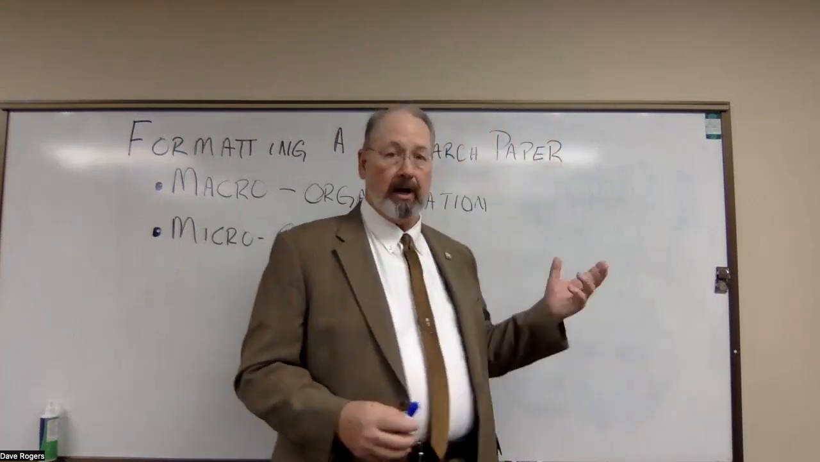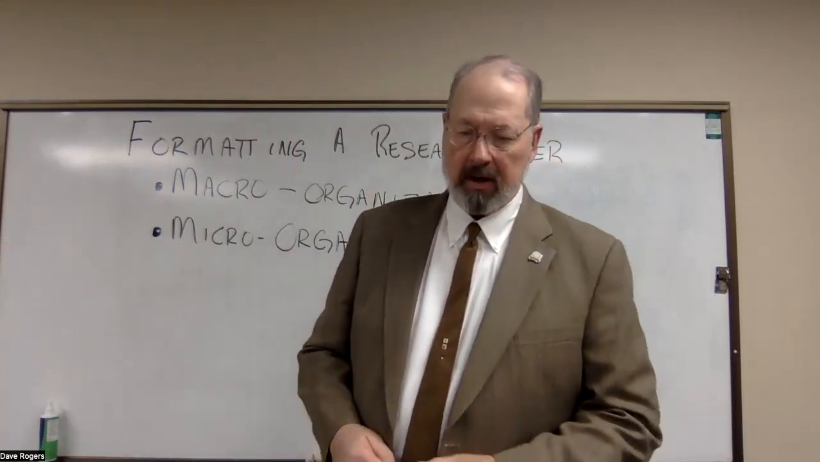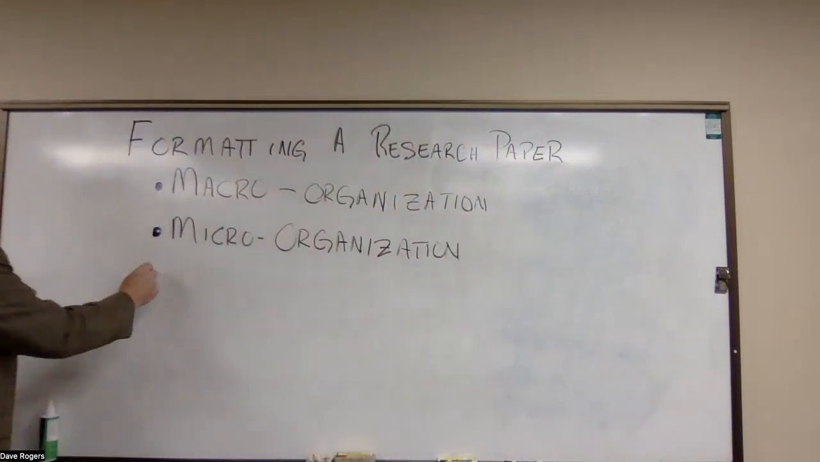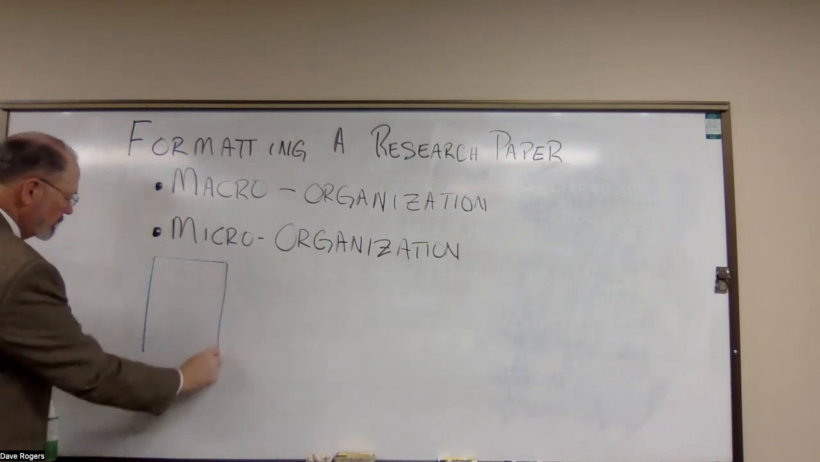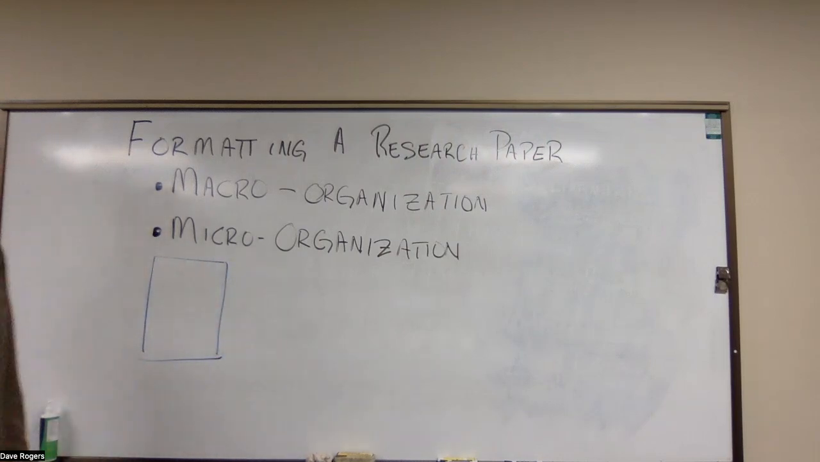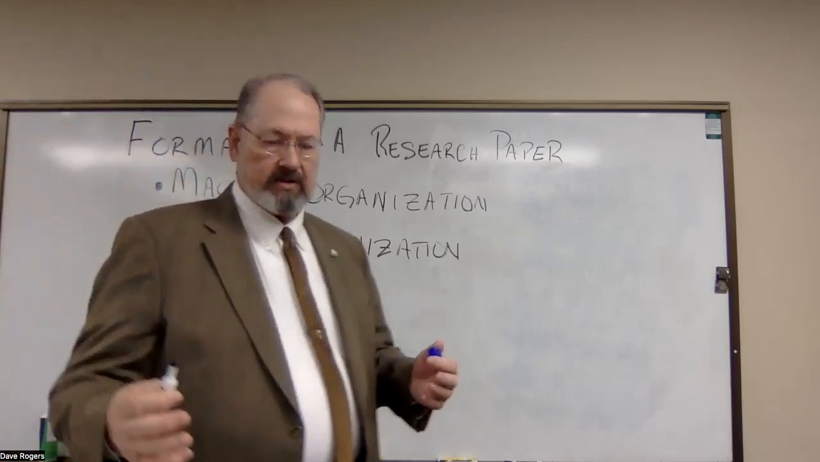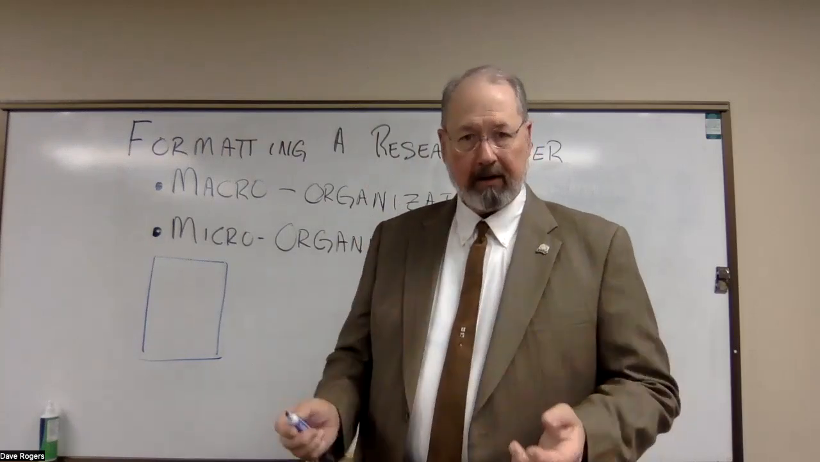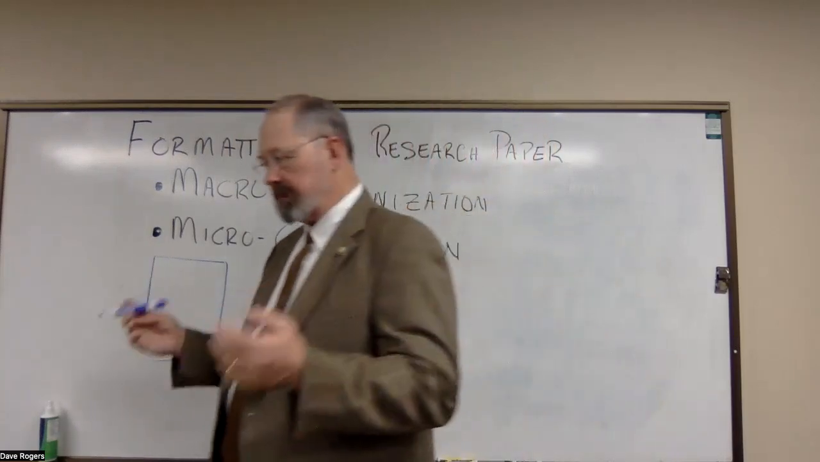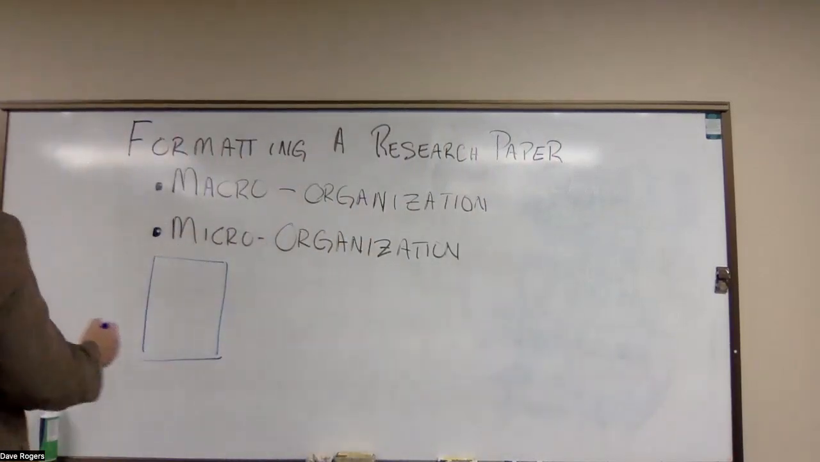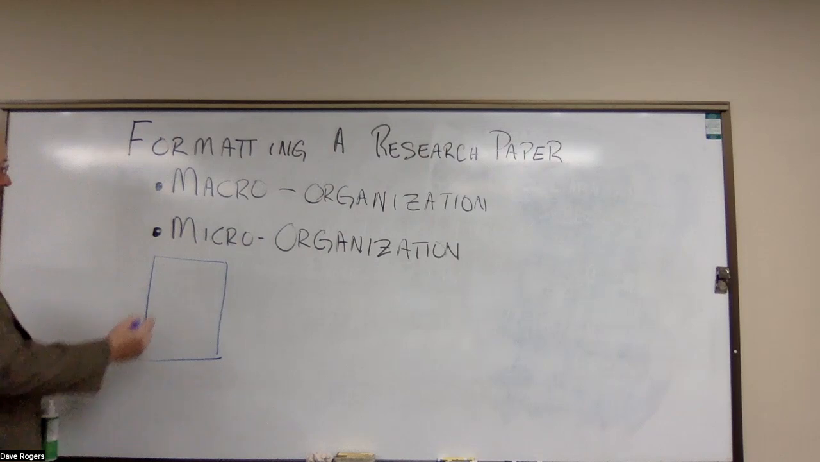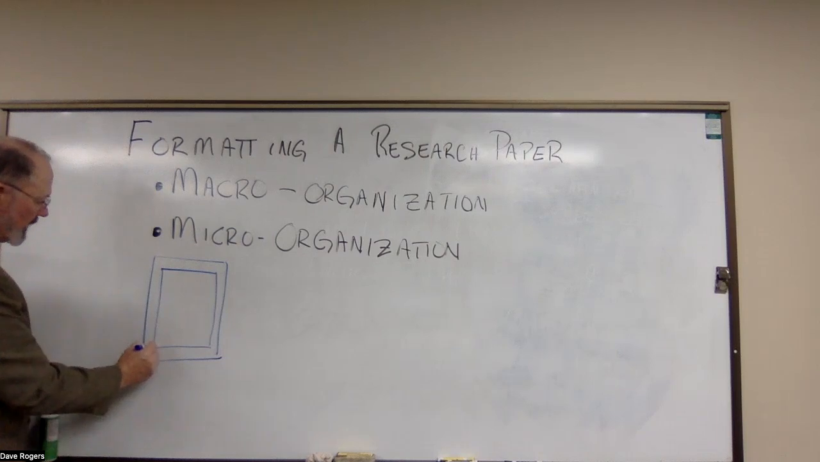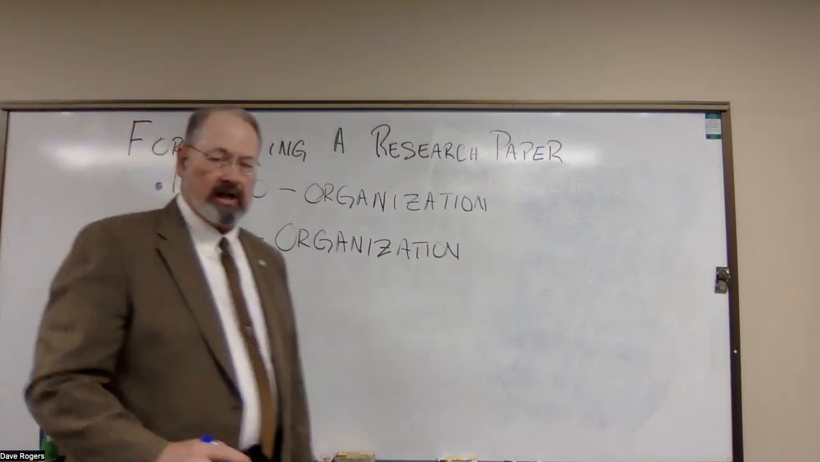Now, we talked about preliminary pages, and that has something to do with how it looks. But here, micro organization, we're actually talking about the paper itself, the appearance of it. In this, we're talking about formatting. Typically, in all of these formatting citation styles, you're going to have a 1-inch margin all the way around your paper. 1 inch left, 1 inch right, 1 inch top, 1 inch bottom.